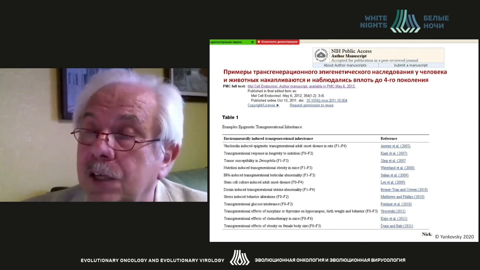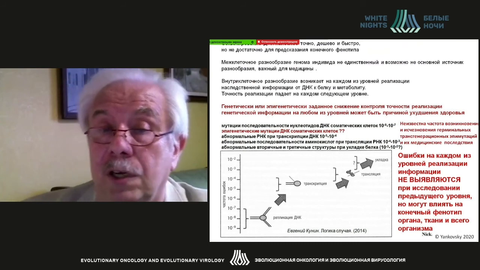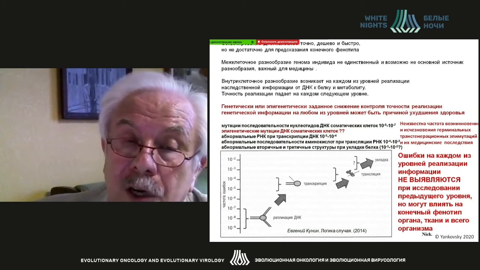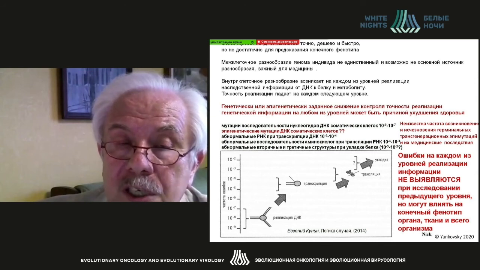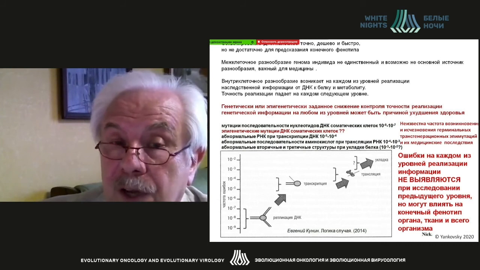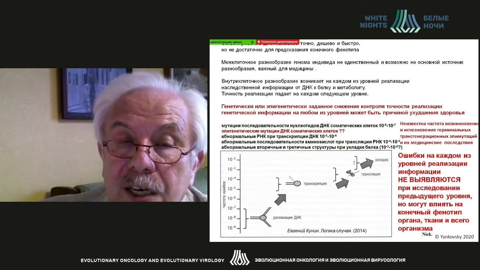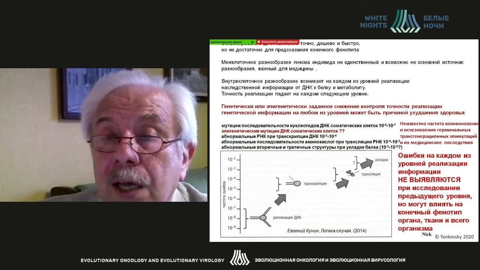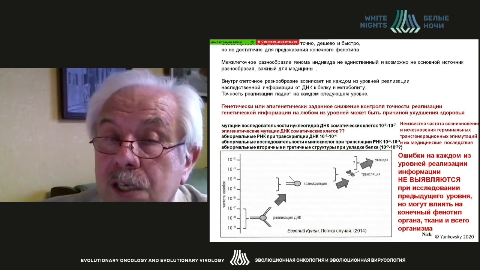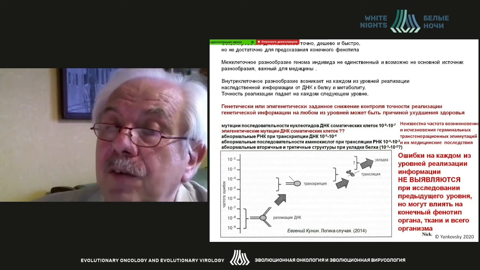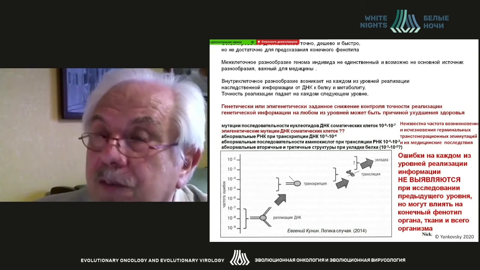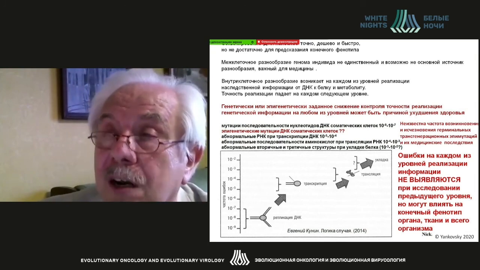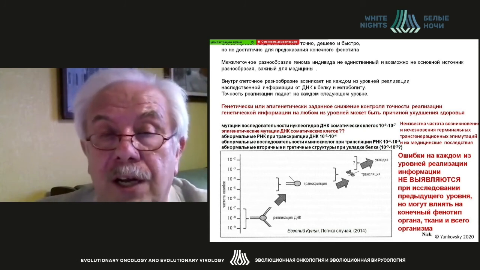These tests are quite uncommon because too expensive. This slide comes from the book The Logic of Accident by Kunin. 10 to the power of minus 7, 10 to the power of minus 9. The errors at every level of information expression will not be identified by studying the preliminary level, but may impact the eventual phenotype of an organ, tissue, or the whole organism. Whatever we sequence, we don't know what errors are going to occur and how they're going to impact our health. But errors are much more frequent than we can believe.